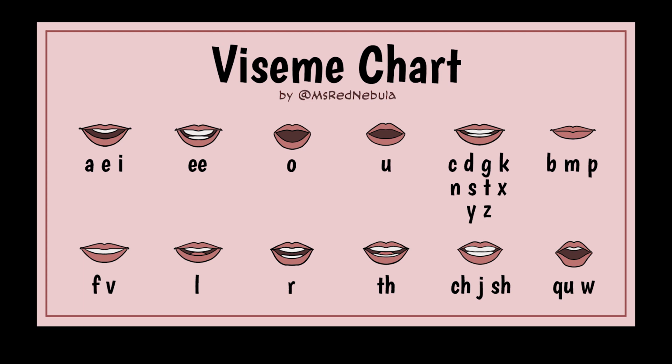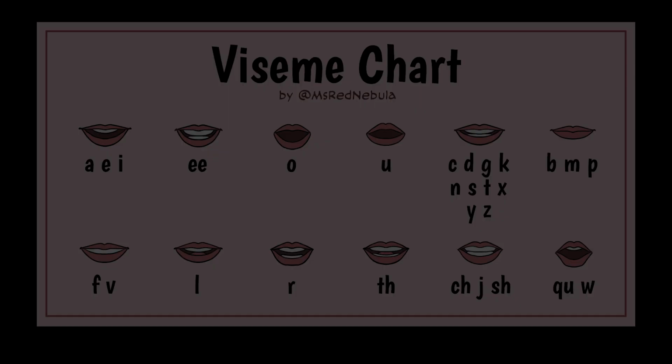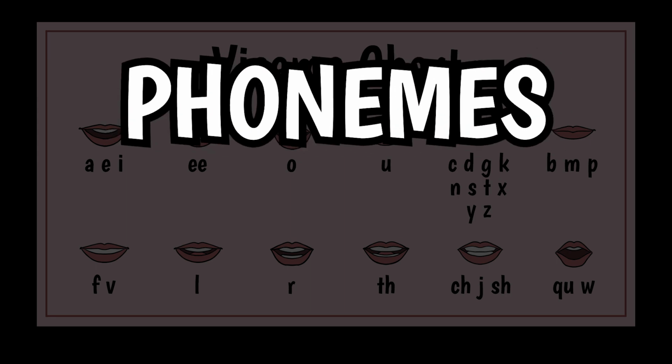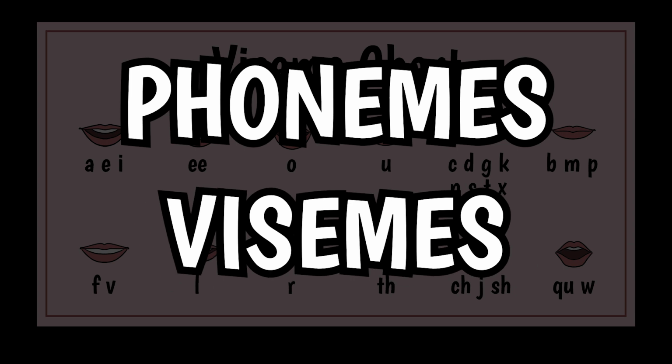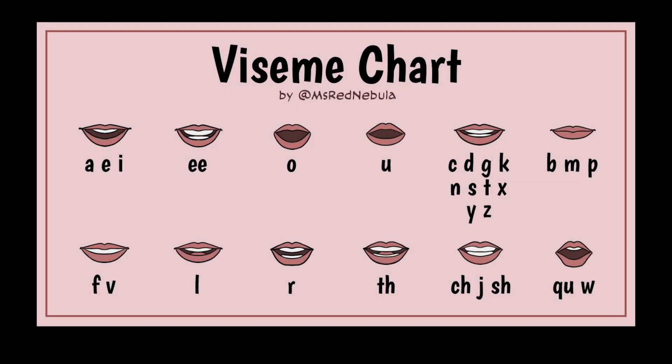To animate a character speaking, you just need to know how their mouth looks when making each sound. You can do this by creating a chart like this as a guide for your character. The individual sounds of speech are called phonemes. These visual representations are called visemes. As you can see, the same viseme can be used for multiple phonemes, such as A, E, and I.